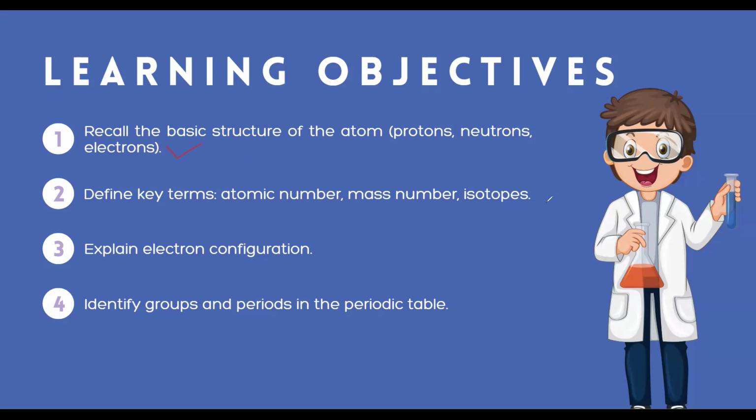And then at the end of today's class, I want you to be able to define key terms. Okay, and I also want you to be able to explain electronic configuration. And then finally, you'd be able to identify groups and to identify periods on the periodic table. So let's get into what we have for today's class.